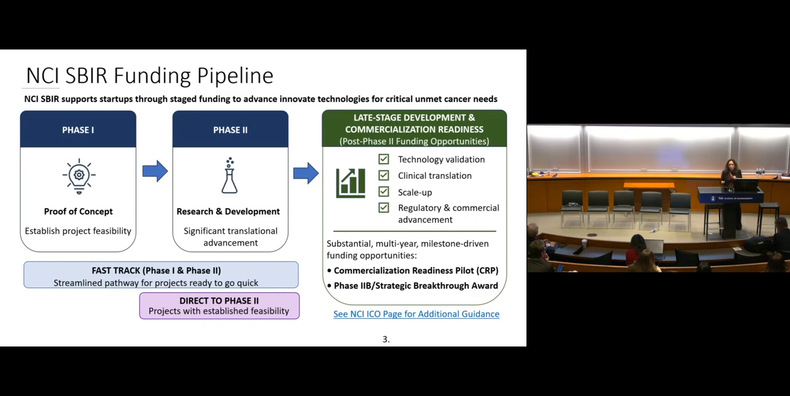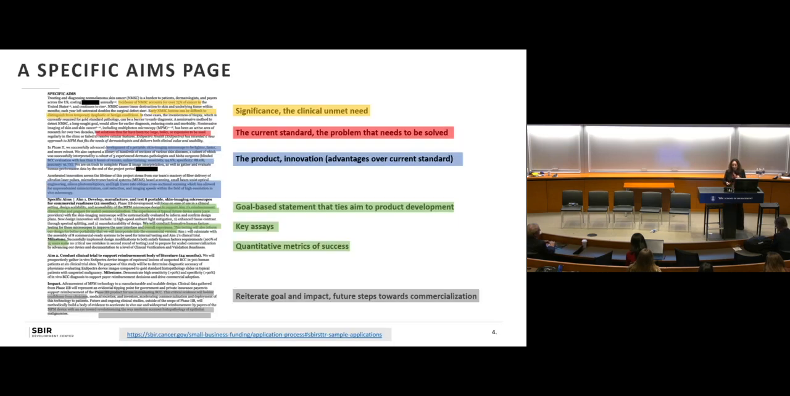And we also have some post-phase 2 funding opportunities to support late-stage development and commercialization readiness. Stephanie talked about it. It's the Commercialization Readiness Pilot Program and the Phase 2B Strategic Breakthrough Award, and the amount of money is much higher. And again, keep in touch. Soon it will be published. But the Strategic Breakthrough Award is a matching fund program. So it's much more money, but you need to have matching funds from private funds.